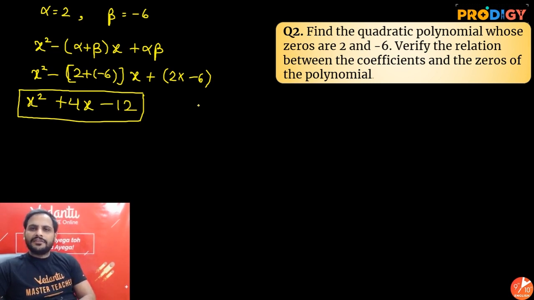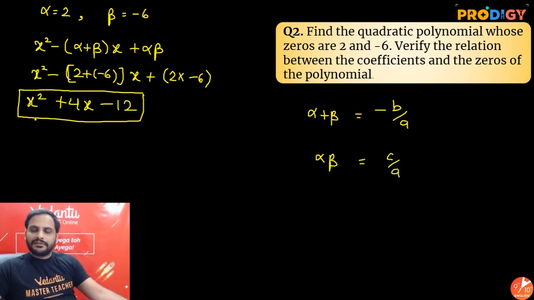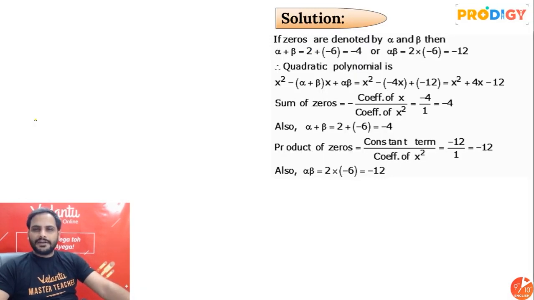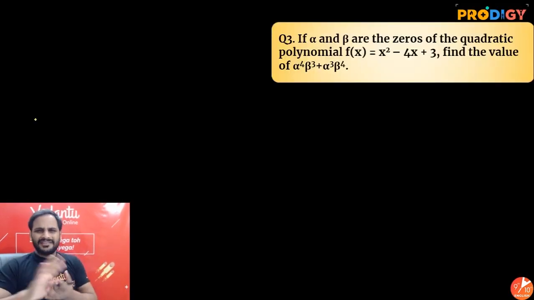Now when we verify the relationship, you will be able to verify that alpha plus beta is 2 plus minus 6, which is minus 4. And here if I do minus b upon a, so minus of 4 by 1 is again minus 4. And alpha into beta, 2 into minus 6, is minus 12. And here you will get c by a, so minus 12 by 1 is again minus 12. So it will be verified. Easy question.